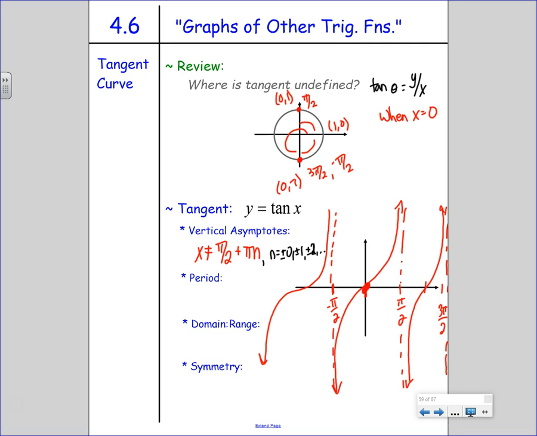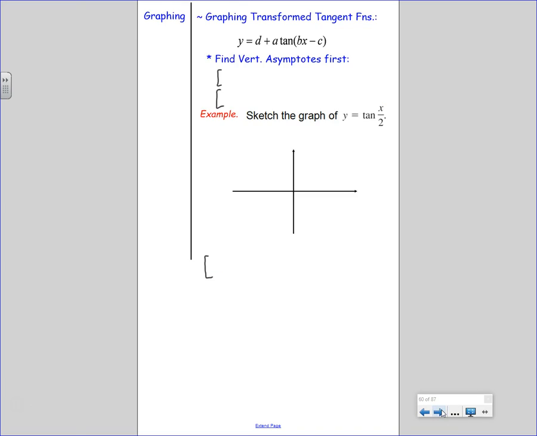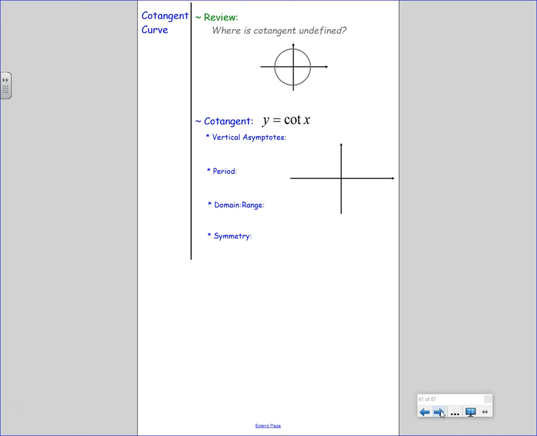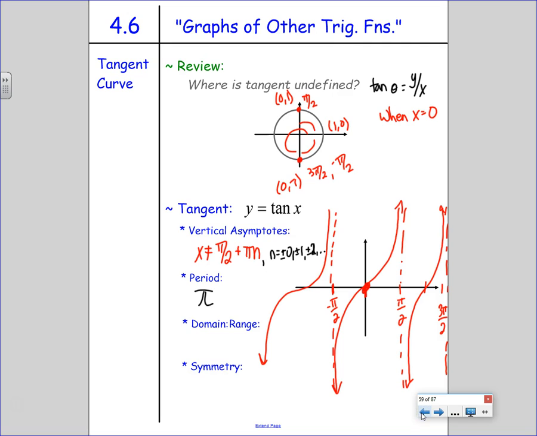Period. If tangent repeats every pi, that is the period, which is different than sine and cosine. Now guys, hold on. You have cotangent written down, right? Do the exact same thing for cotangent's period. Its vertical asymptotes will be different, but cotangent's period will be the exact same. Tangent and cotangent both repeat in half as much time as sine and cosine. So tangent and cotangent both have periods of pi. Domain for tangent, x is just not going to be allowed to equal any of the vertical asymptotes.